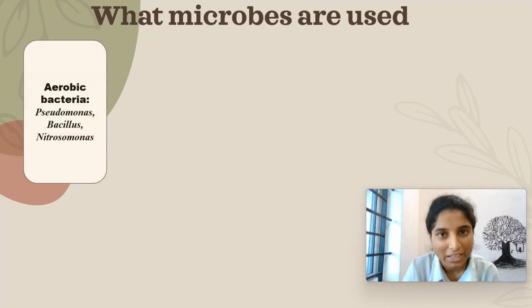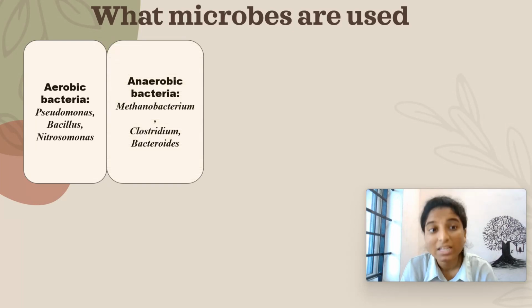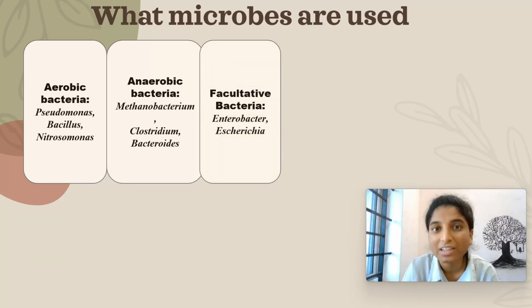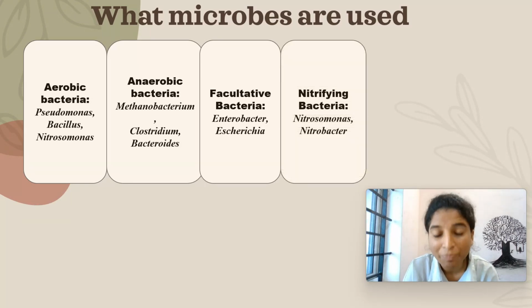It can be aerobic bacteria, which need molecular oxygen or dissolved oxygen for their survival. They may include Pseudomonas, Bacillus, Nitrosomonas. Anaerobic bacteria need anaerobic condition, that is no oxygen condition, for their survival. For example, Methanobacterium, Clostridium, Bacteroidetes. And facultative bacteria have the capacity to thrive in both aerobic and anaerobic conditions. Examples are Enterobacter and Escherichia. Nitrifying bacteria are involved in nitrification, which includes Nitrosomonas, Nitrobacter.